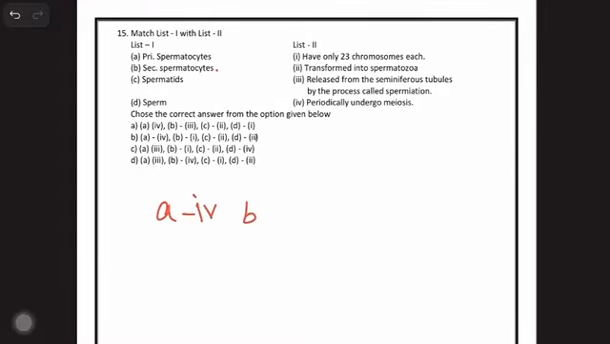Undergoes meiosis. Now, once primary spermatocytes undergo meiosis, they become secondary spermatocytes, which become haploid. So, B goes with first option. They have 23 chromosomes. Secondary spermatocytes. C is spermatids. Spermatids are the ones that are transformed into spermatozoa. So, C is 2. And D, sperm is released from seminiferous tubules in a process called spermiation.